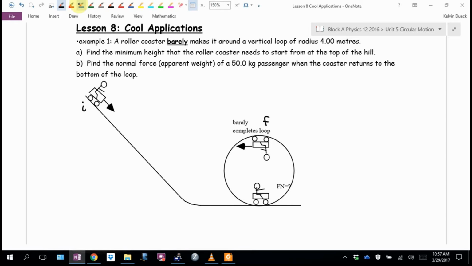KE initial, keep going. Equals KE final plus PE final. I think the only thing that's going to cancel, we're going to assume we started at rest, which in real life is actually not a bad approximation. That first hill that you go over on a roller coaster, you're never going all that fast.